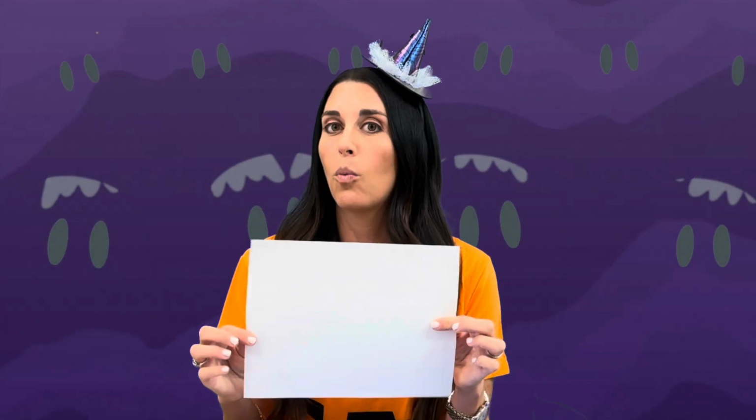Okay, great. So for this activity, you're gonna need a white piece of paper and a white crayon and some colored markers. Now I know what you're thinking. How can we use a white crayon on a white piece of paper, Miss Melissa? That doesn't make any sense. Well, it's Halloween and special things can happen on Halloween.